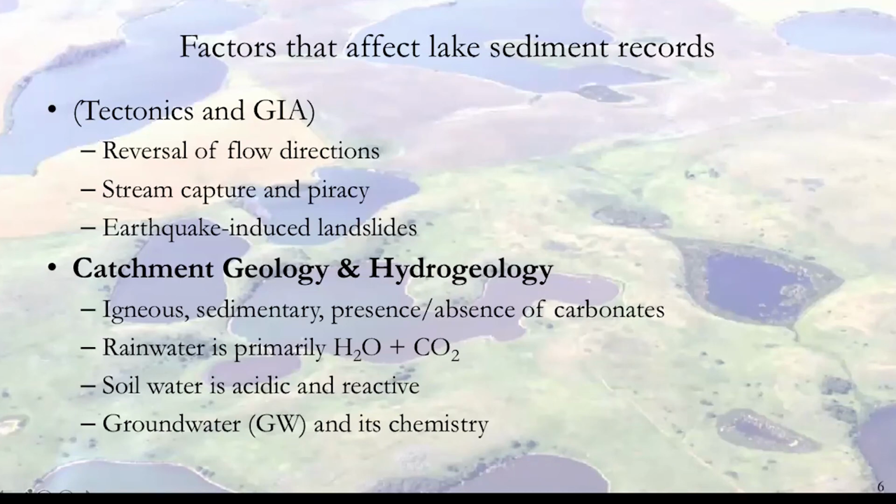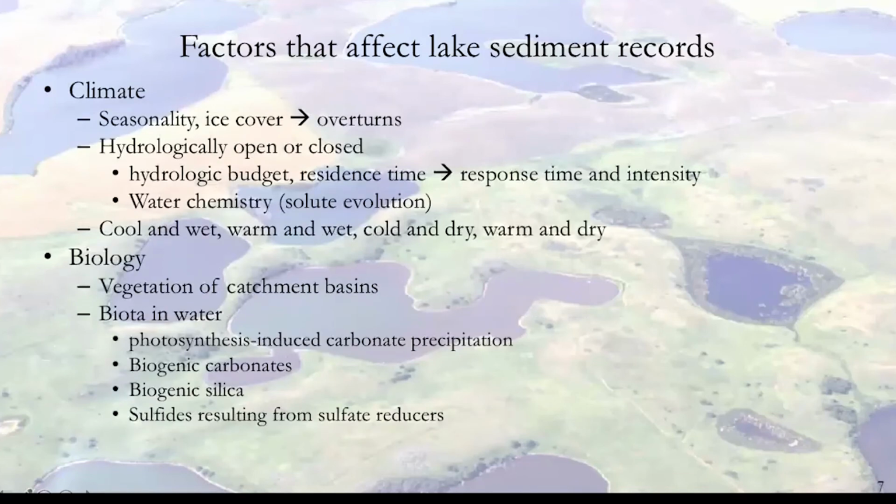Okay, climate also affects the lakes. Seasonality: is it mild temperature all the time, or is it continental with hot summers and cold winters? Does it freeze in winter? That affects the overturn of the water column. Is it hydrologically open or closed? In very wet places, you don't see many lakes because you just see streams; it's hydrologically open. Whereas in semi-arid locations, we see a lot of hydrologically closed lakes.